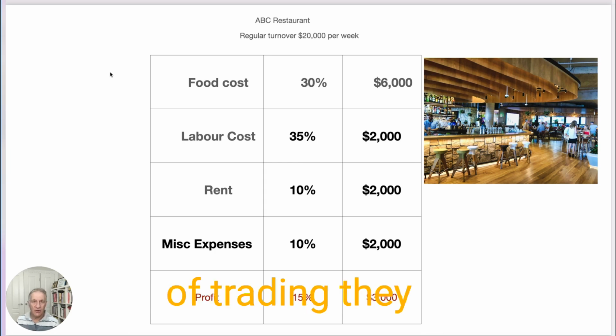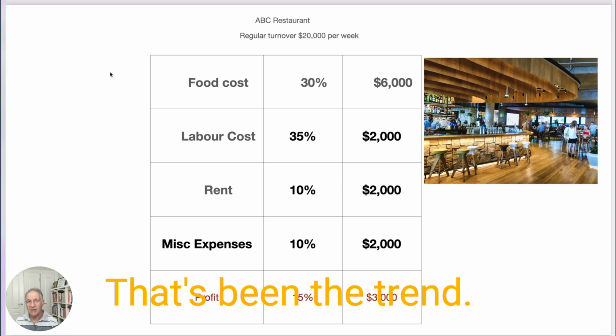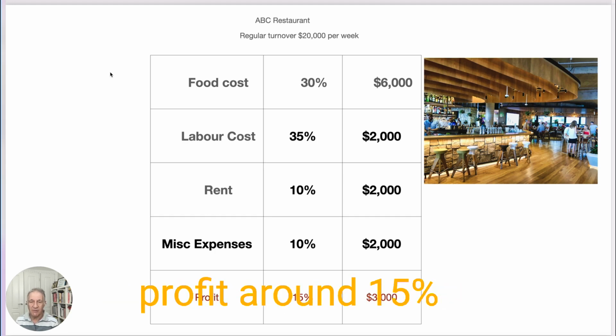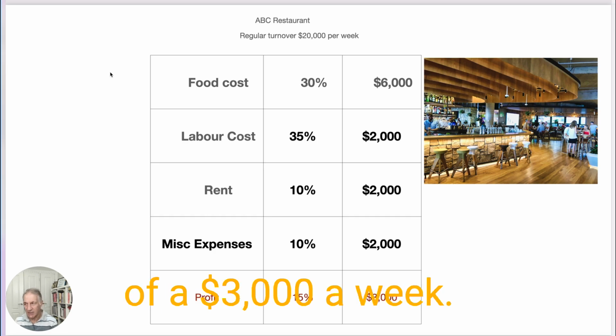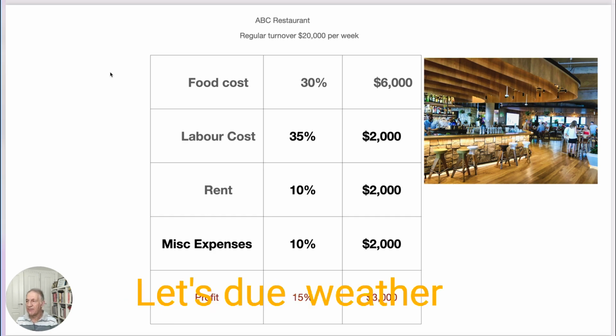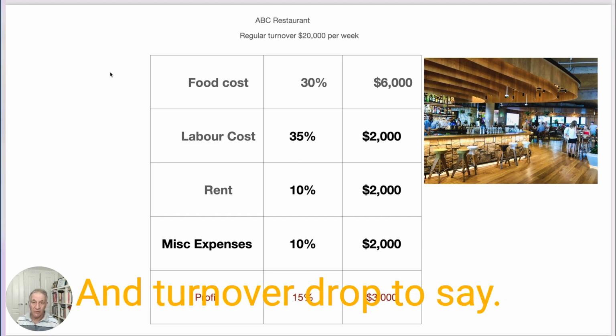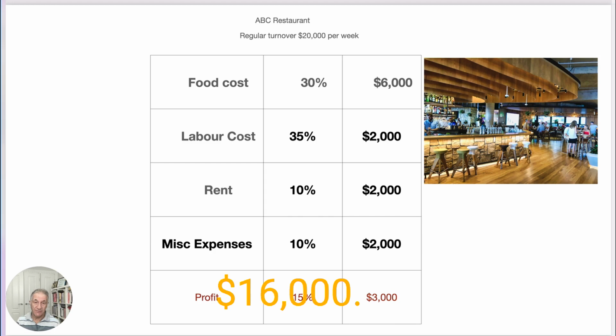That's typical of trading they have been doing for the last three to six months. That's been the trend. And turning over a nice profit around 15% of $3,000 a week. Now let's do bad weather weeks, and turnover dropped to say $16,000 a week.